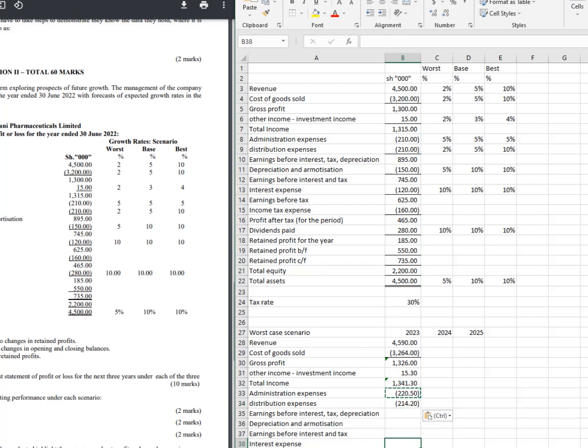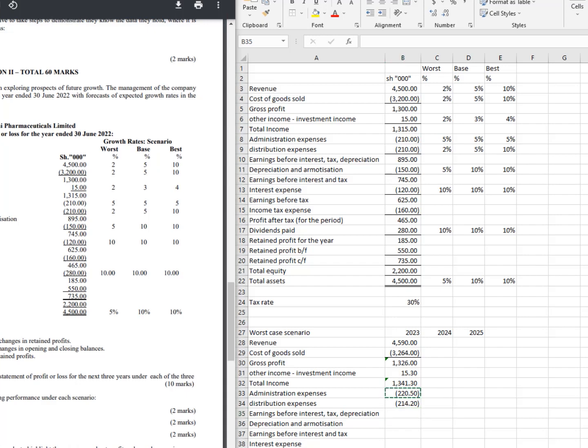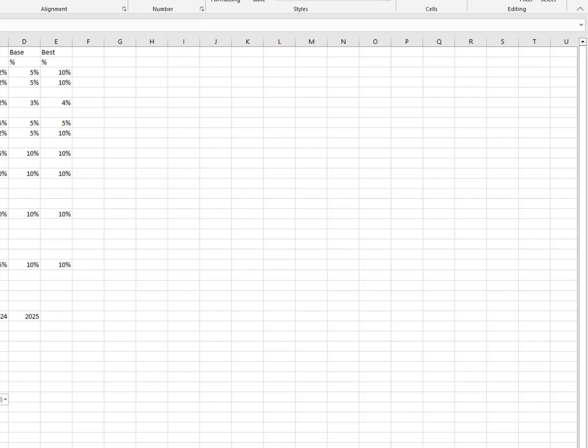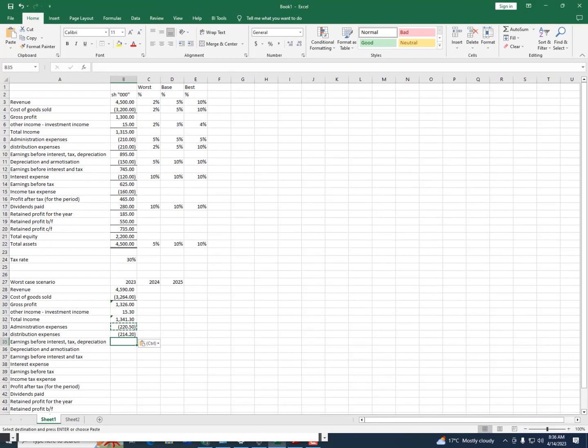If you're not okay with shortcuts, you can key in the formulas as they are, but for the sake of time and also for the sake of future references, it's good to know these skills. So we proceed.